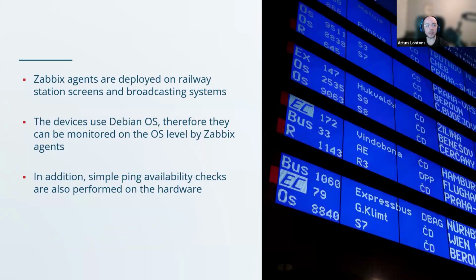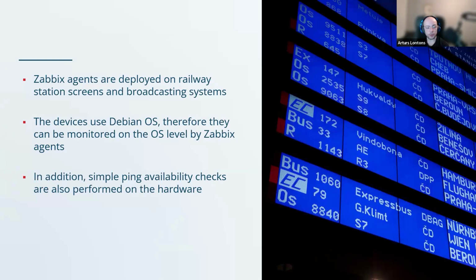First off, Zabbix agents are deployed on railway station screens and broadcasting systems. This is monitored by Zabbix agents, like I said, and it can be done because under the hood, these pieces of hardware run Debian OS, and therefore they can be monitored on the OS level by Zabbix agents, and agents do this very nicely right out of the box with our official templates. Quite simple, it can be very easily automated together with low-level discovery, if need be auto registration or even network discovery. This can be deployed in an automated fashion.